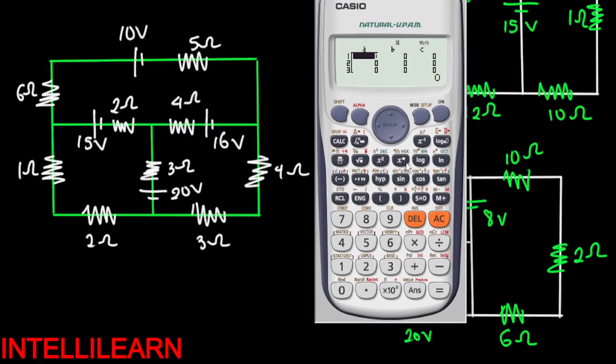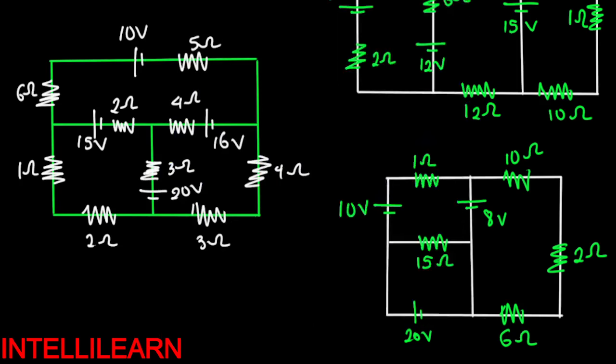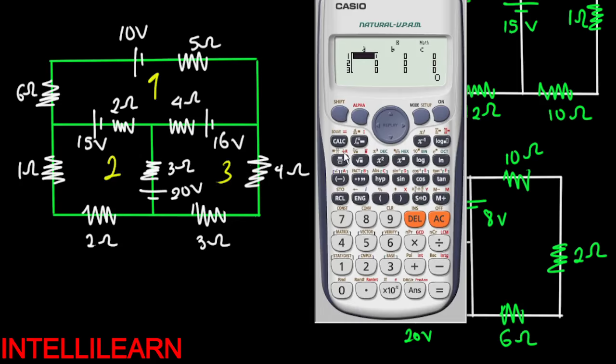So, a simultaneous equation of three unknowns, right? Then you can number these loops. Say this is loop one, loop two, loop three, right? So in loop one, what are the resistors? We have 6, 5, 2, and 4.